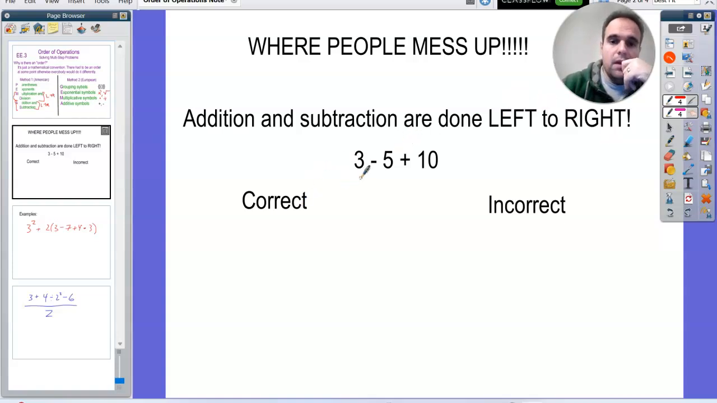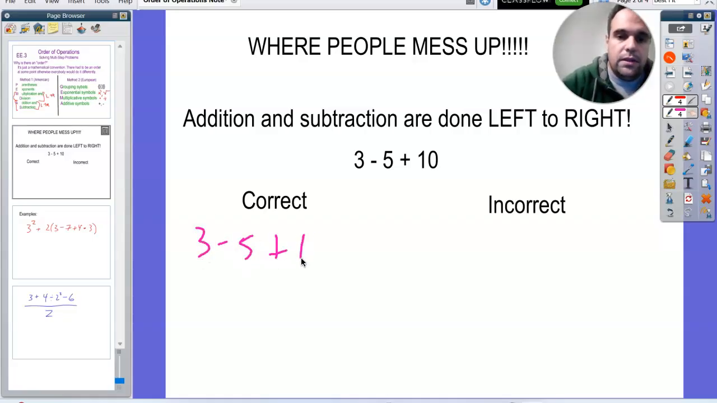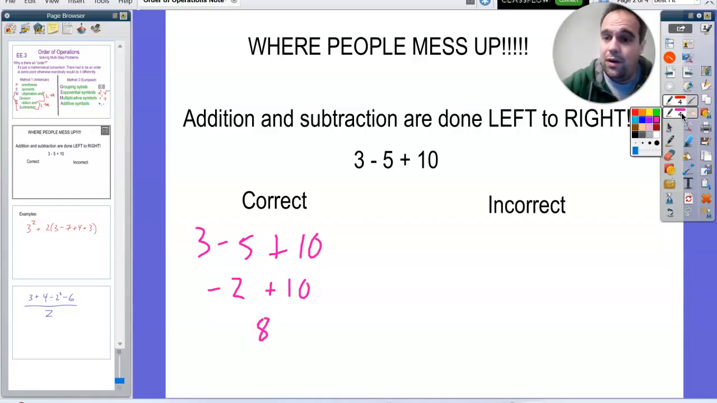Done left to right. So we have 3 minus 5 plus 10. There's a correct way. There's an incorrect way. Correct way, you've got 3 minus 5 and then plus 10. Correct way is left to right. 3 minus 5 is negative 2. Plus 10 gives you positive 8. That is the correct way. It is done right.